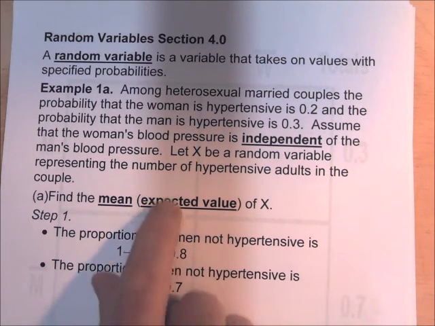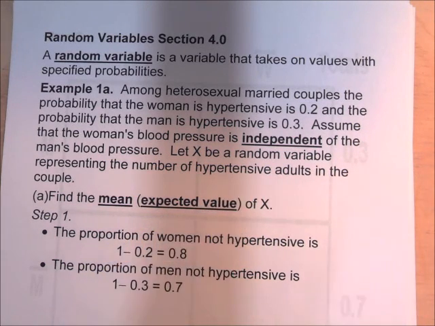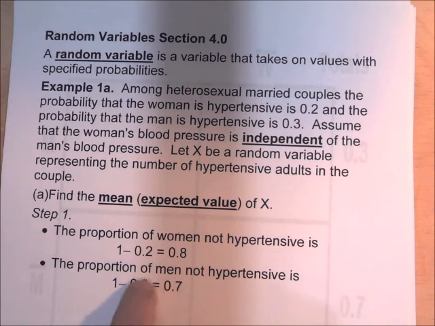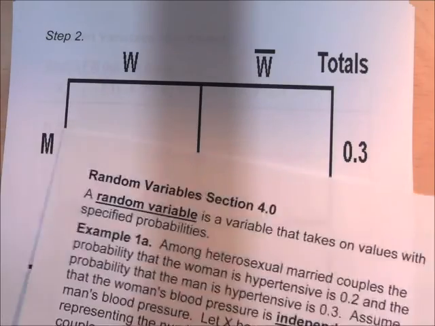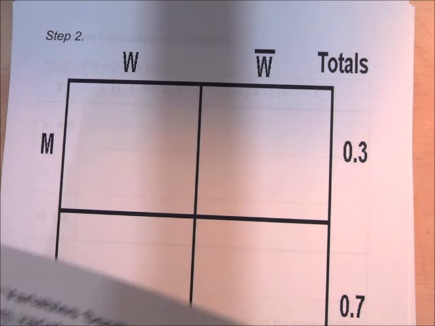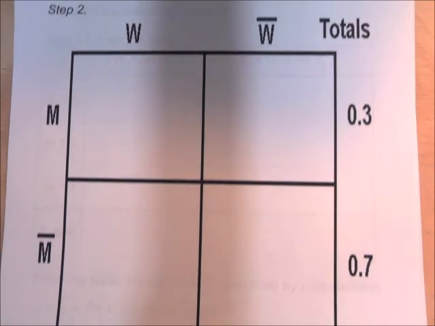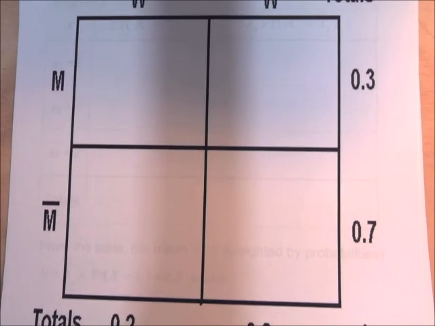Part A, find the mean or expected value of X. So the proportion of women that are not hypertensive is going to be 1 minus 0.2, which would be 0.8. The proportion of men that are not hypertensive is 1 minus 0.3, which is 0.7. And we can either make a tree or a table to fill out these probabilities. So I'm making a 2 by 2 table here.